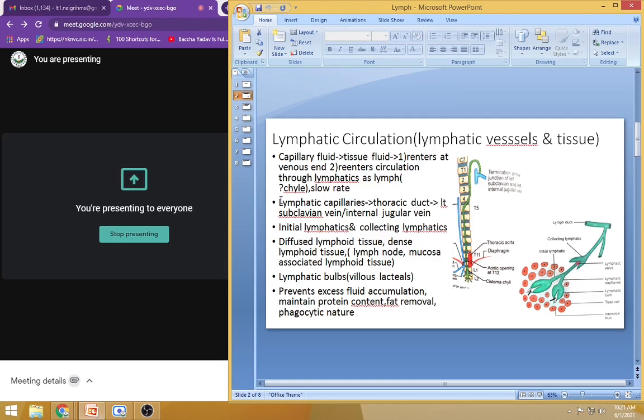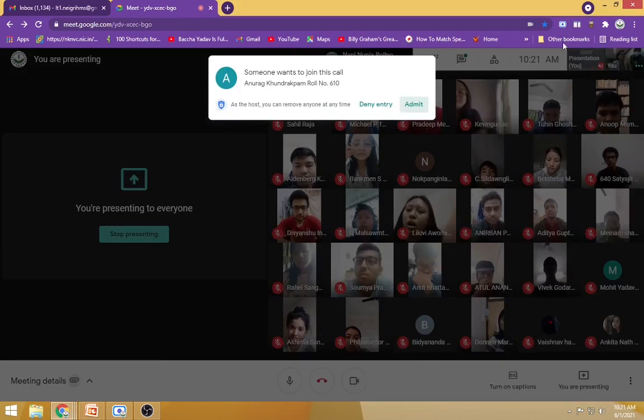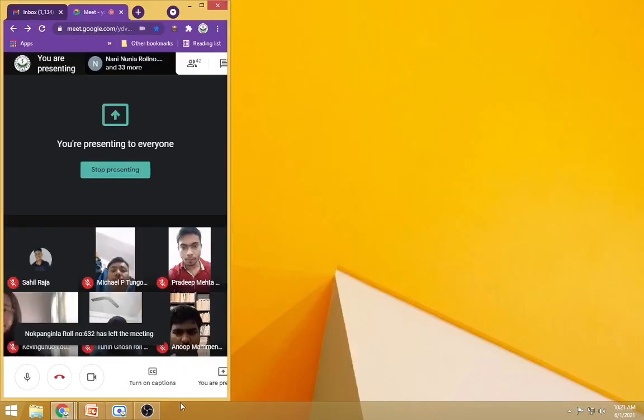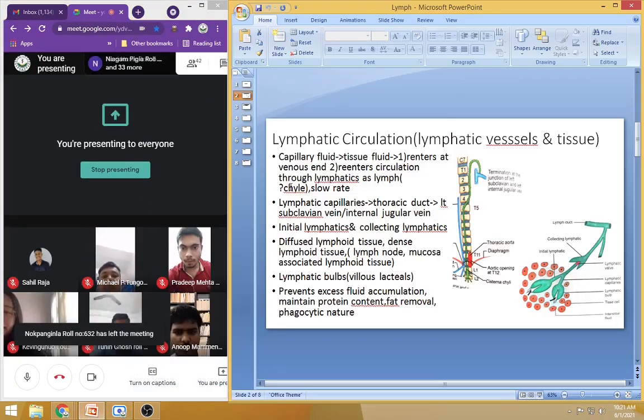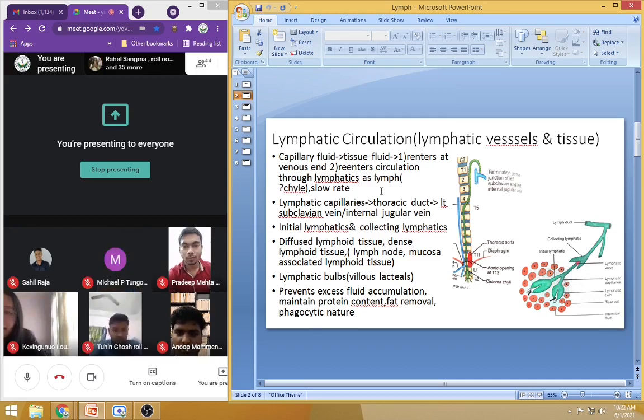So, what is lymph? Lymph is nothing but the tissue fluid which comes out at the arterial end and is again reabsorbed in the venous end, right? Is it clear to you? And have you heard of the word chyle? What is chyle? It is lymph from the digestive tract, right? Which has got a lot of fat globules and proteins.